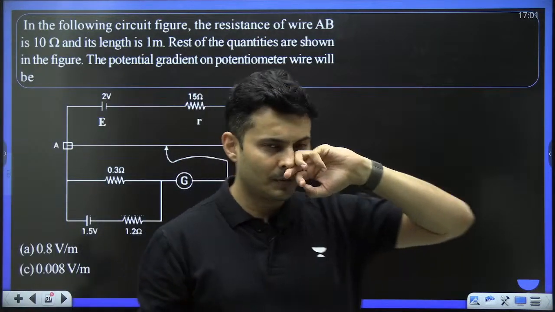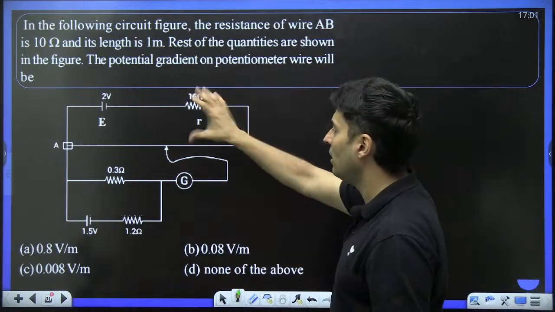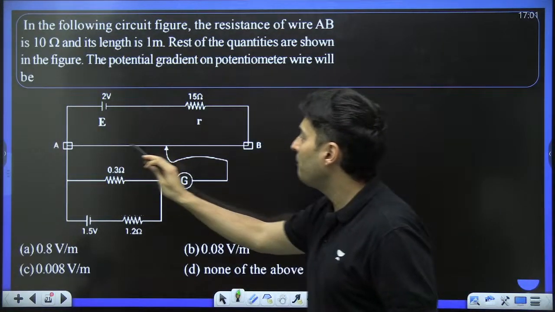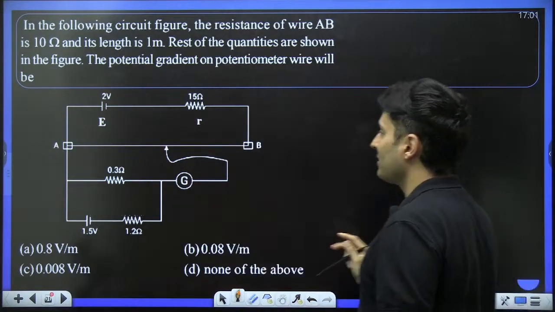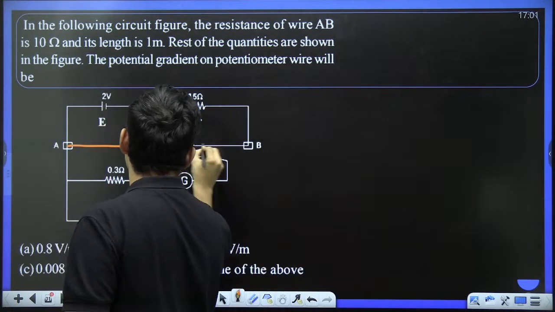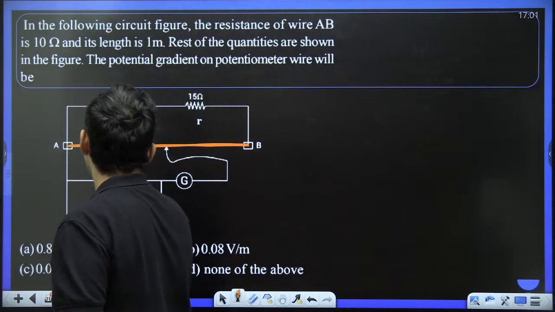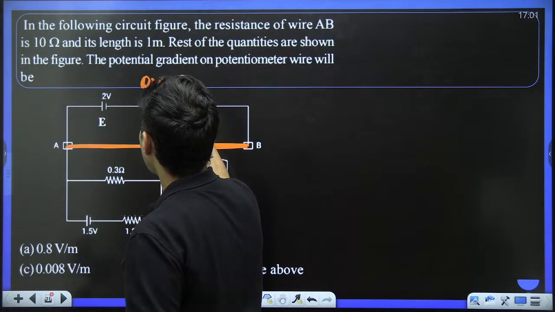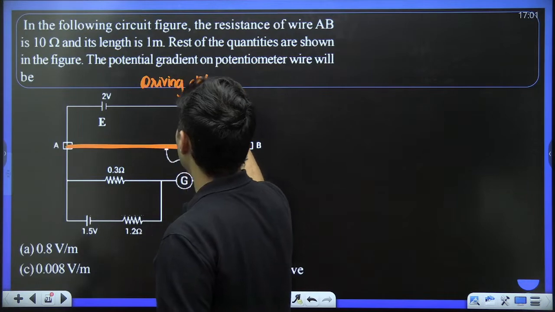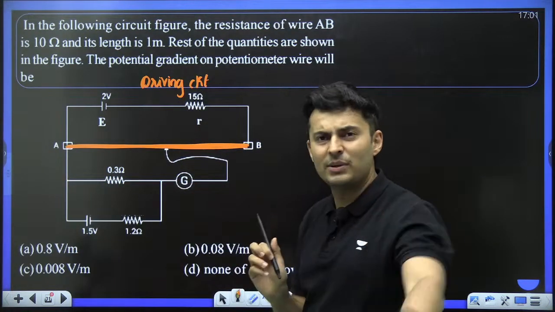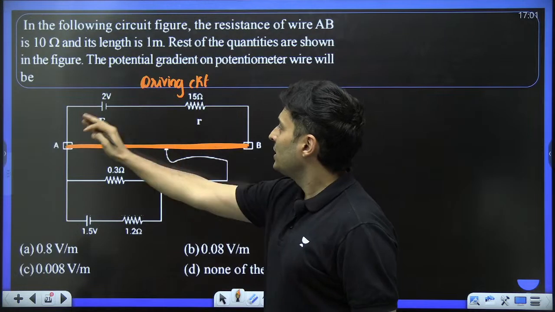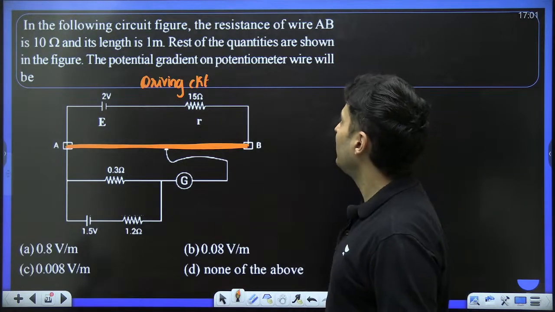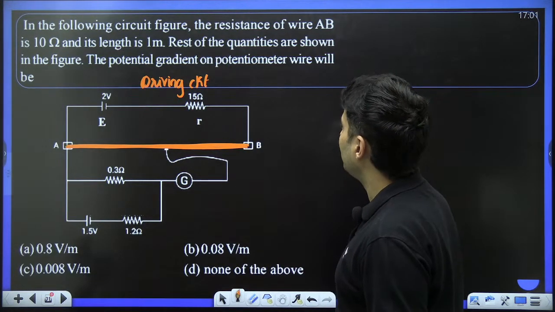Forget these other things. Just concentrate on the potentiometer wire. In the following figure, the resistance of wire AB. So your potentiometer wire is this one. This is your driving circuit. Forget this. This is some external circuit which is connected. Ignore that for now. Just look at this circuit. The resistance of the wire is 10 ohms. Length is 1 meter. The potential gradient is how much?